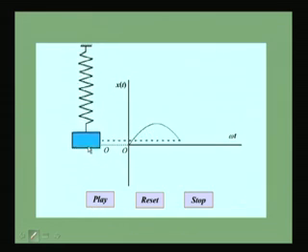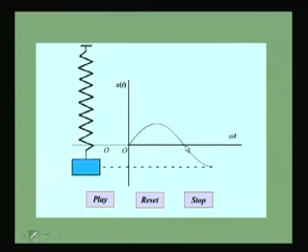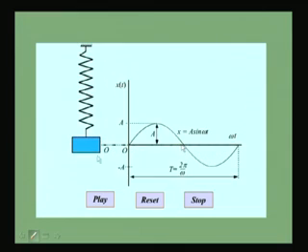When it is reaching the mean position, this is occurring. When it is reaching the maximum position, maximum displacement is occurring. Again, this is the mean position at which it stopped.